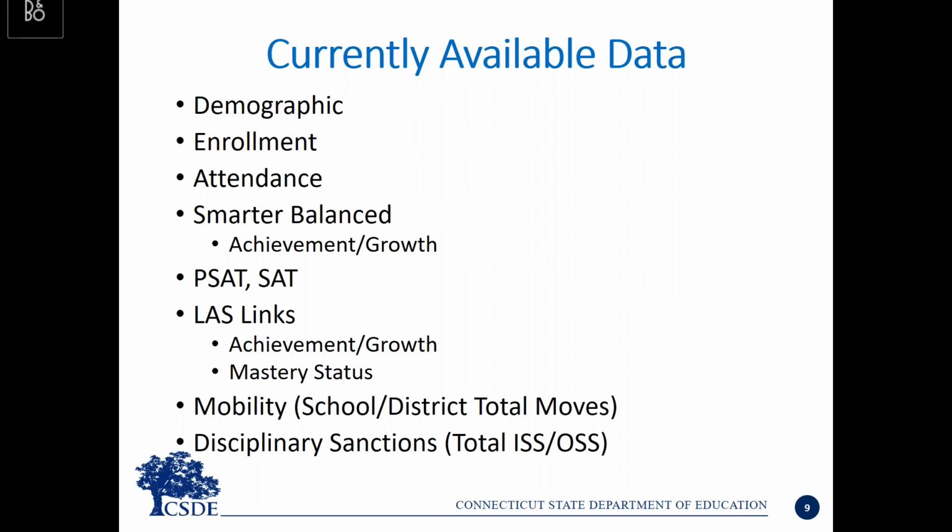Mobility and disciplinary data are included from EIT. Those data provide totals across the lifetime of a student, meaning that the numbers you see represent total school or district moves, or total in-school or out-of-school suspensions for a student.